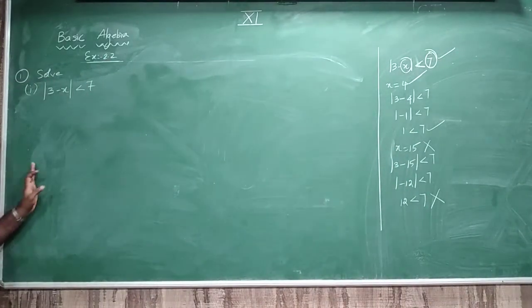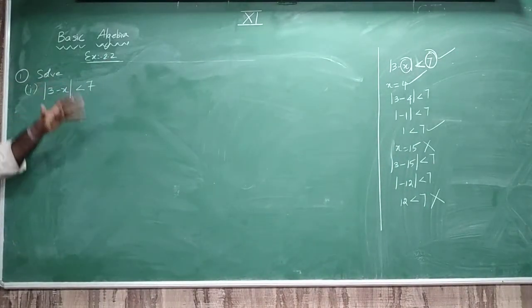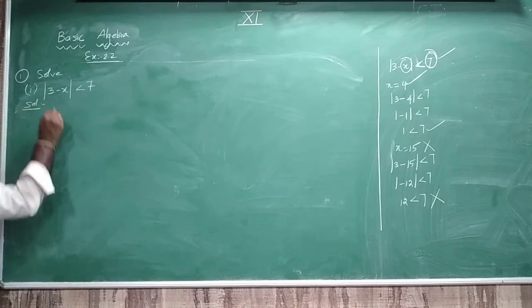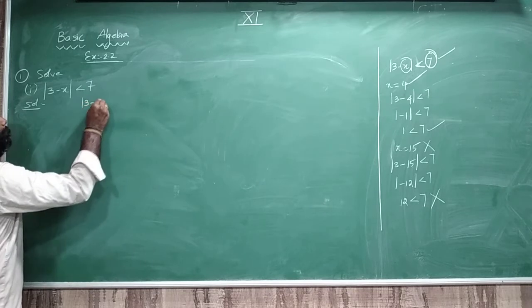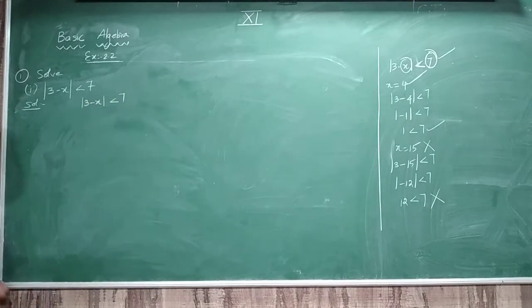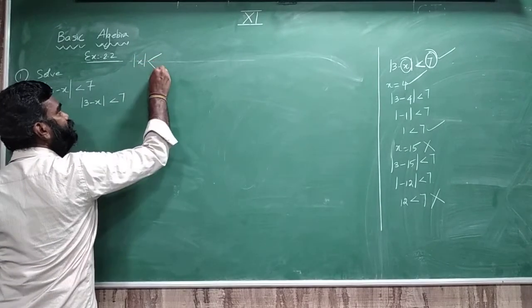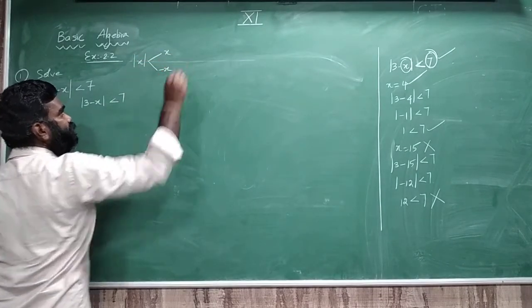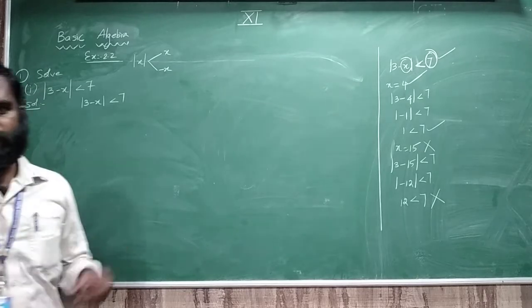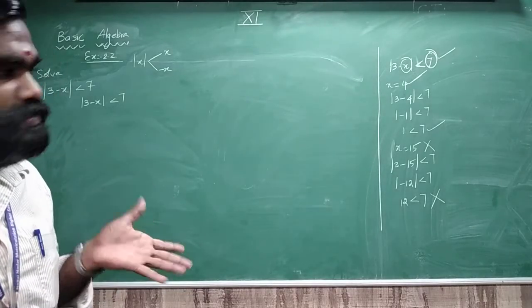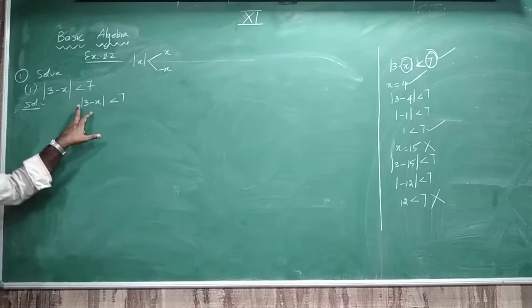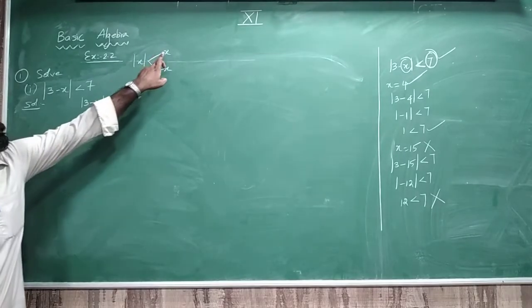So I am going to enter the sum. Modulus of 3 minus x is less than 7. Solution: I will write once again, modulus of 3 minus x is less than 7. If I remove the modulus, I get two values, plus x and minus x. For modulus of x, one value is plus x and another is minus x.